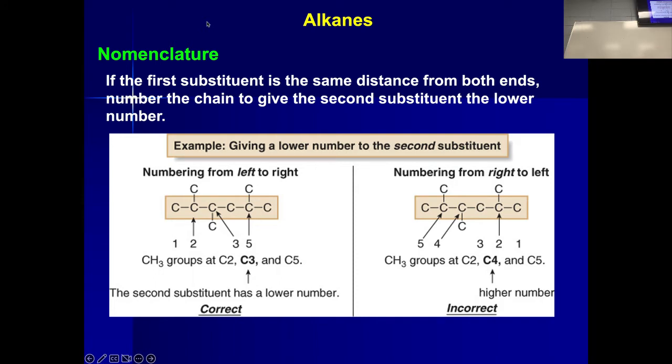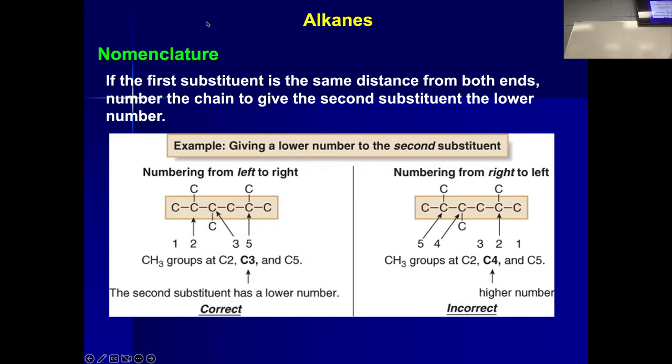Here we are, a couple of examples. If we number this from left to right, we end up with the first substituent at carbon number 2. Here we end up with the first substituent at carbon number 2. Here we end up with the second substituent at carbon number 3, right? Here we end up with the second substituent at carbon number 4. You always want those substituents to be the lowest possible numbering system. You go until you find a difference, okay?